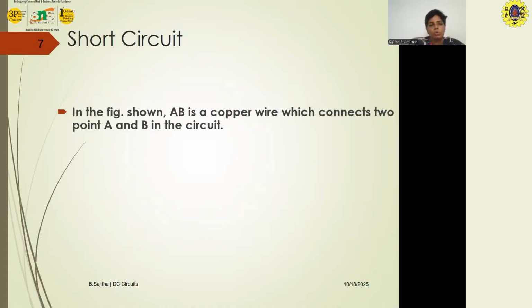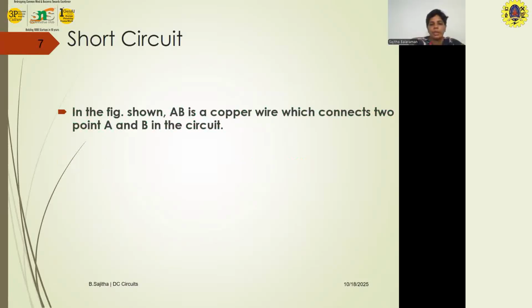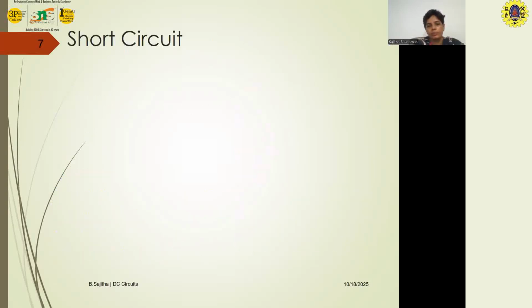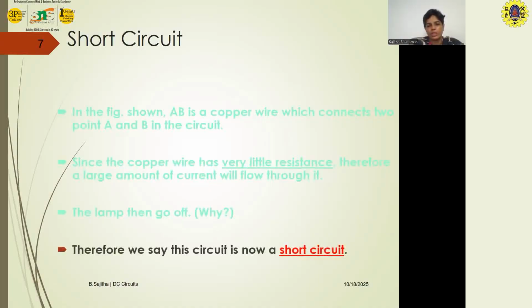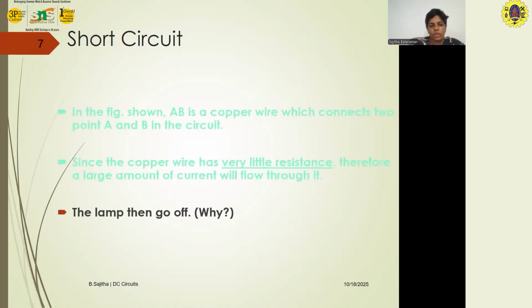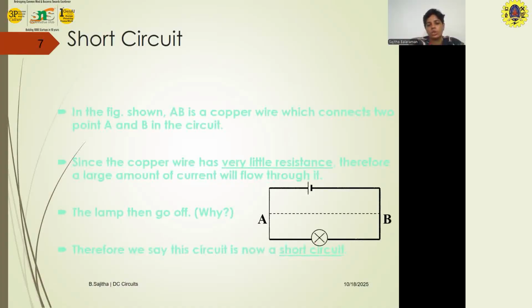Okay. In the figure shown, AB is a copper wire which is connected to points A and B in the circuit. We were speaking about this circuit. Since the copper wire has very little resistance, a large amount of current will flow through it. Just think about the situation of a short circuit. The lamp then goes off. So why? Therefore, we say that the circuit is now a short circuit.